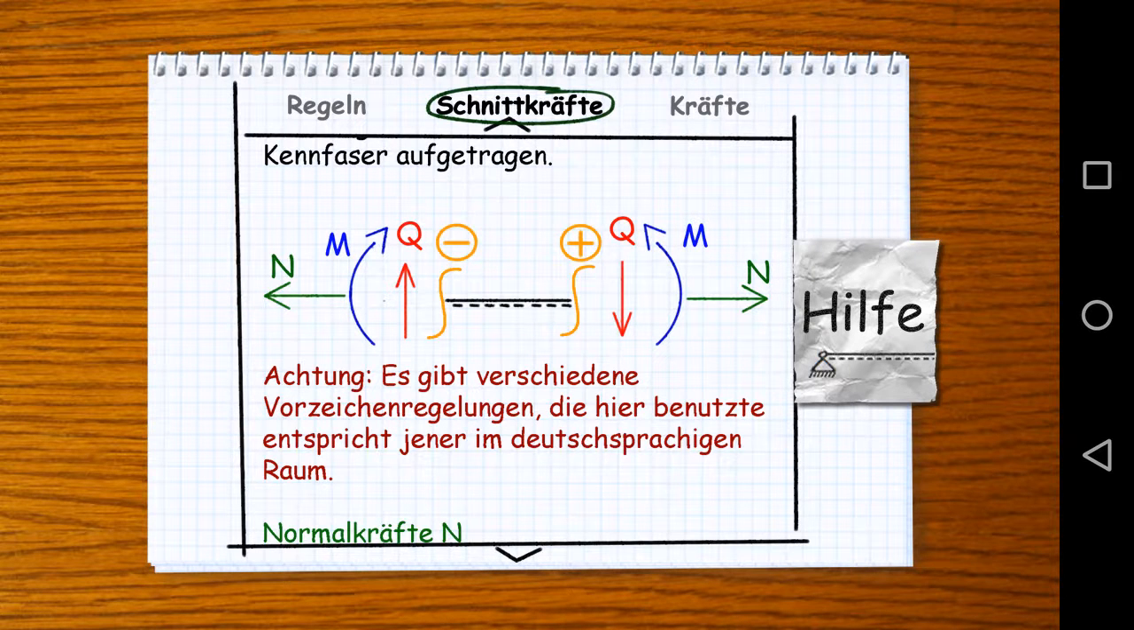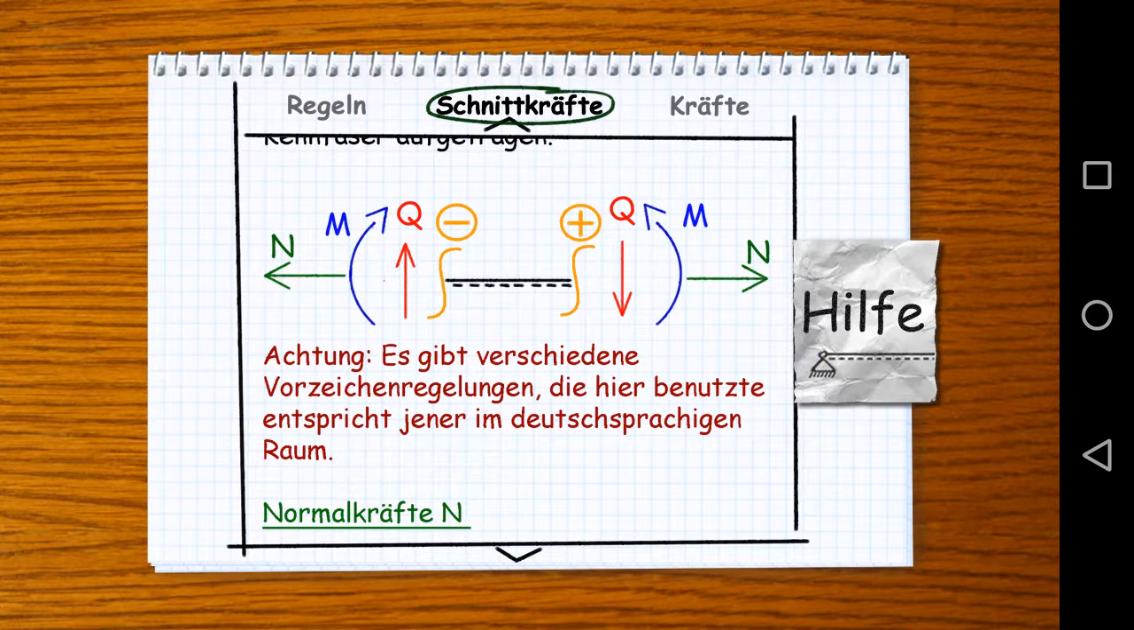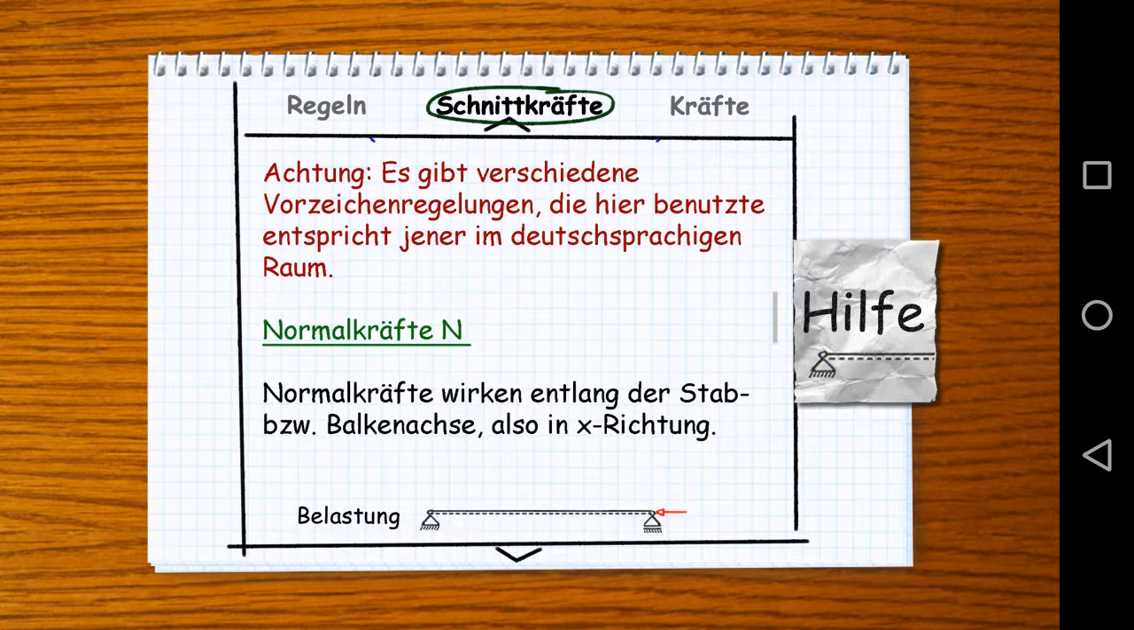So the first one, you have normal forces. They're basically tangential to the length of the beam. The other one are shear forces. Here the symbol for it is Q, but that comes from the German Querkraft, but actually we use V in the English notation, and M is for the bending moments.